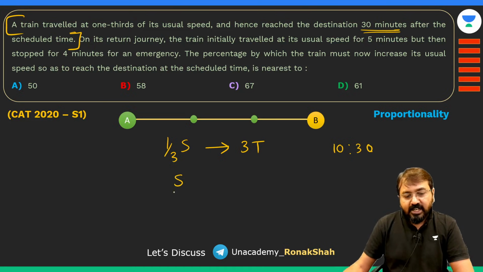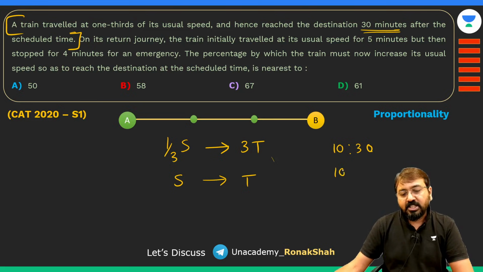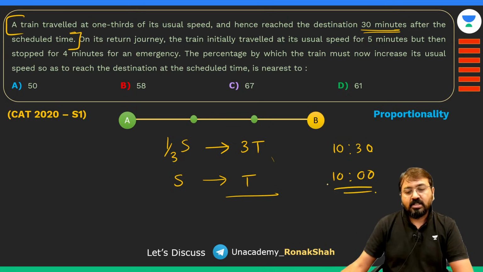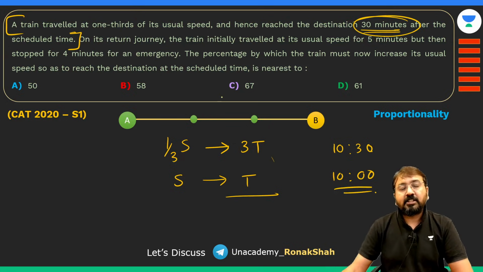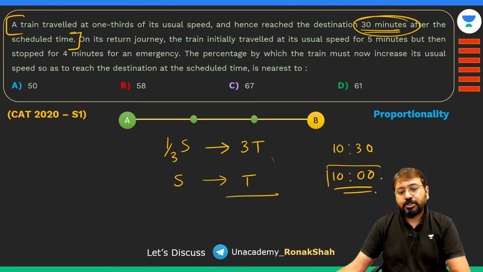So if the train travels at normal speed, that is s, can I say it would be taking only t time, right? Because this has become 3 times, so this should become 1/3, very easy to make out, and it should be reaching over here. Correct. So it should be reaching on time, that is at 10 o'clock. Because here it is reaching 30 minutes after scheduled time. So what should be the scheduled time? The scheduled time should be 10 a.m.